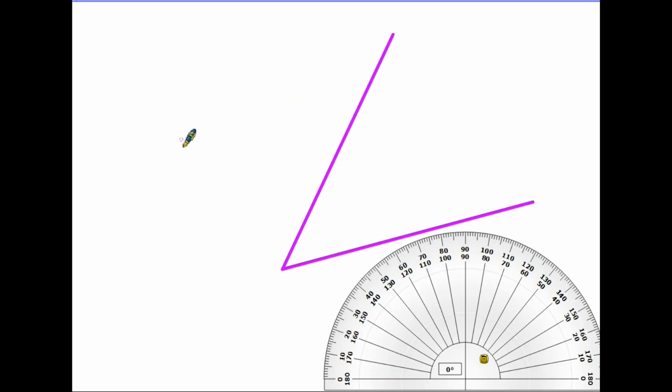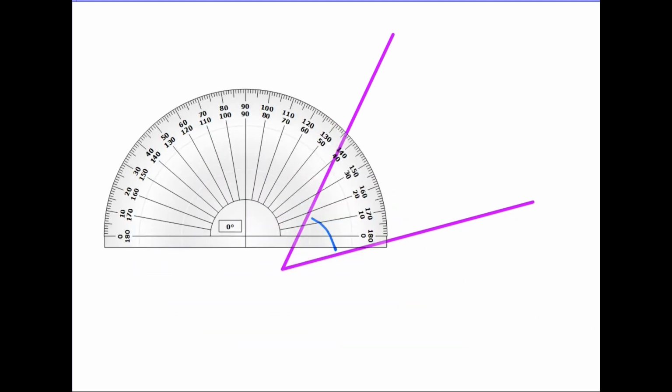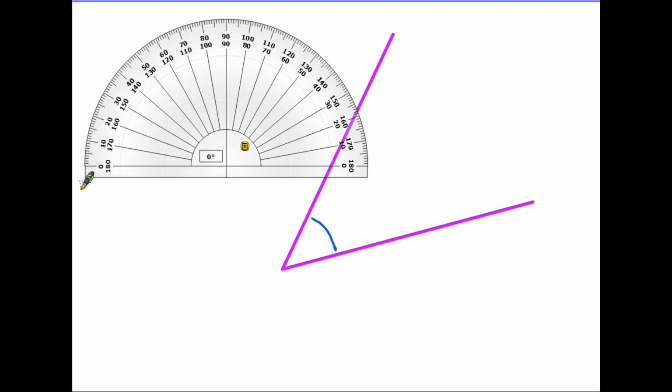So let's have a look at exactly how we would use the protractor to measure an angle. We are going to look at this angle here. Take a look at the protractor. I'll just move it up here. You can see that the numbers go from 0 and count round 10, 20, 30, 40 that way. But also, if you look closely, there is a 0 on this side as well. And this inside set of numbers go 10, 20, 30, 40 in the opposite direction.